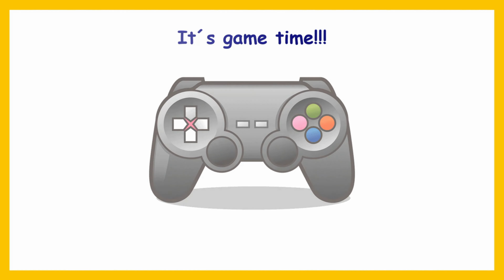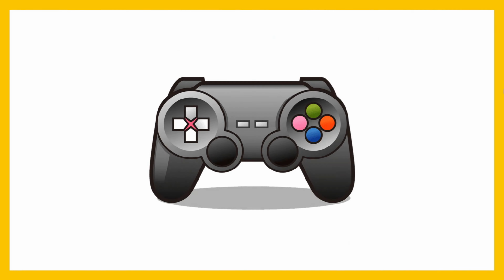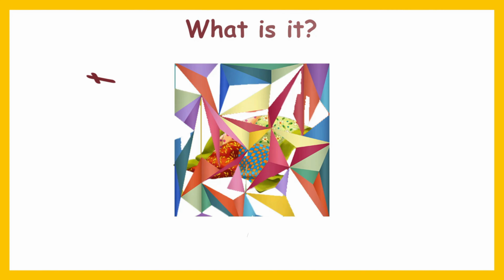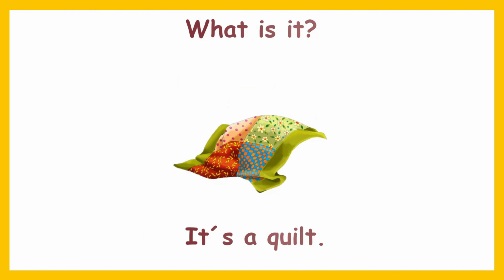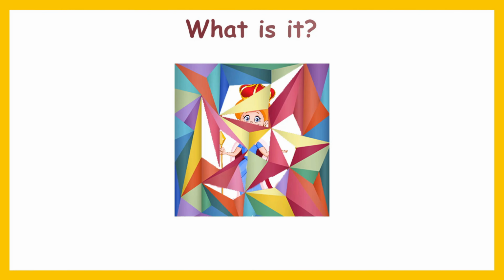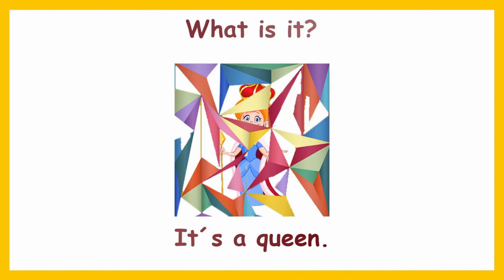Now it's game time. Let's play a game. What is it? What is it? What is it? It's a quill. It's a quill. What is it? What is it? It's a queen.